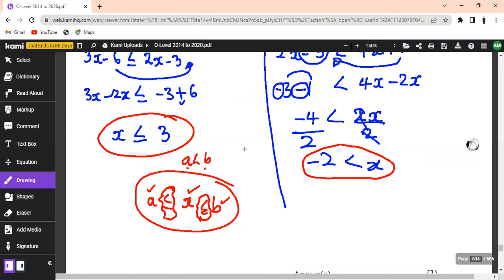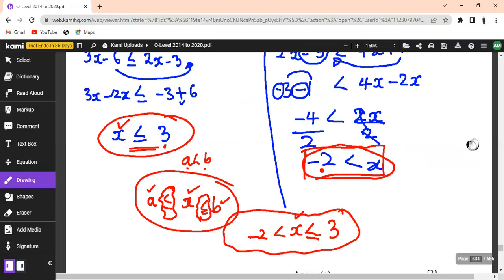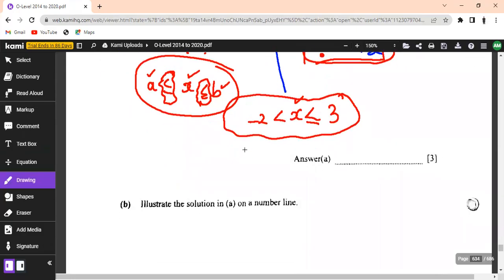As you can see, the number that is smaller here, minus 2, is smaller than 3. So we're going to start with this: minus 2 is less than x. So we have taken this part, but from the same x, we can tell that our x is also less than or equal to 3. So you have combined the inequality into one. This is your final answer, which is your solution: x ranging from minus 2 up to positive 3.